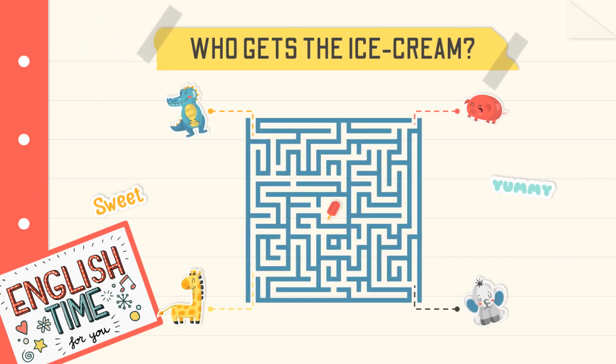Now, grade 5, let's see if we can find out who gets the ice cream. Is it the crocodile, the pig, the elephant, or the giraffe?